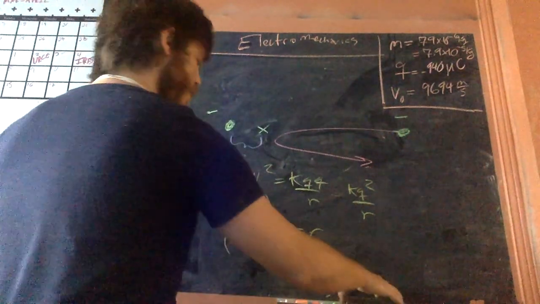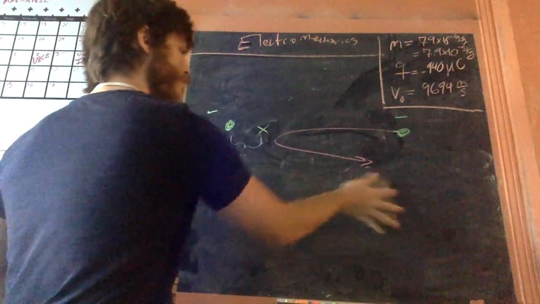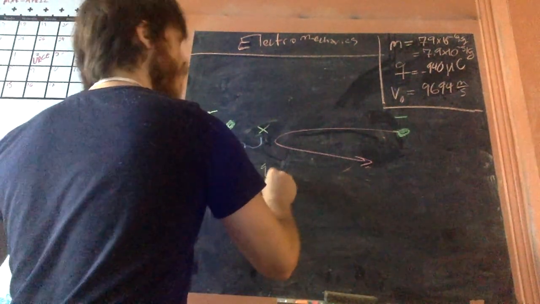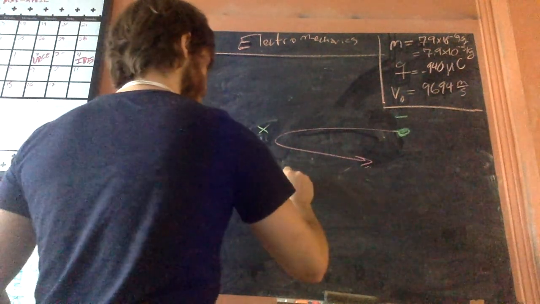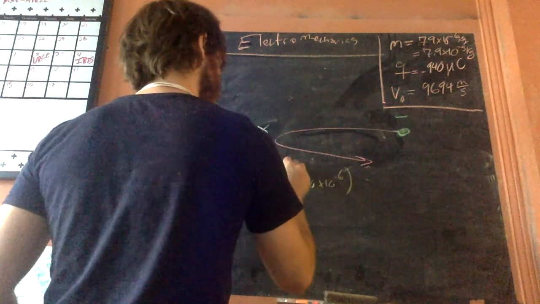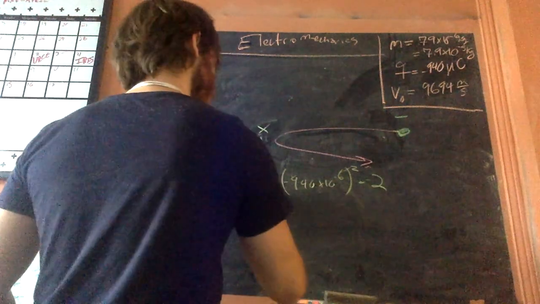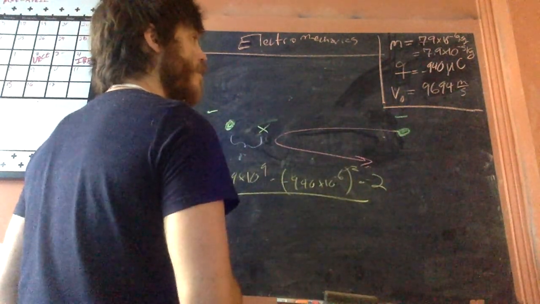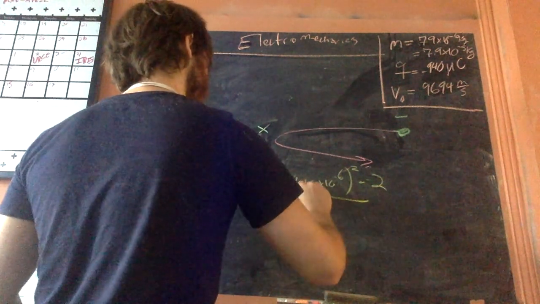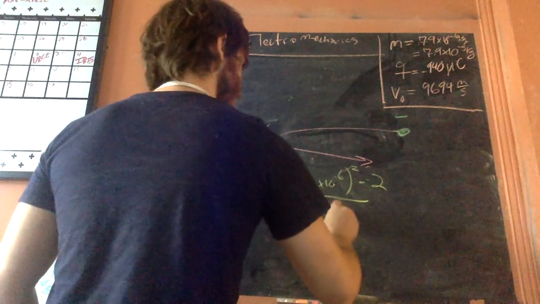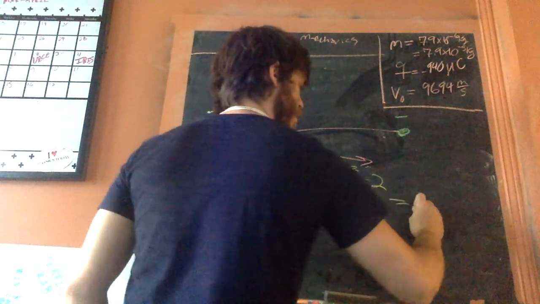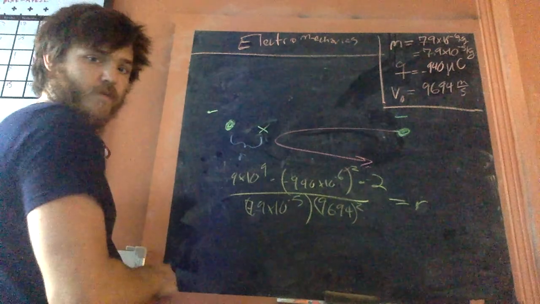With these given numbers, it would be 9 times 10 to the 9 times negative 940 times 10 to the negative 6 squared times 2 over, and then in our case it would be m v squared, so 7.9 times 10 to the negative fifth times 9694 squared. And this is equal to r, which is the value we're looking for.